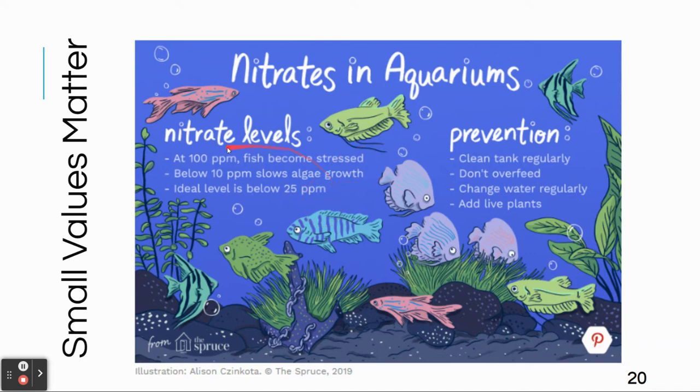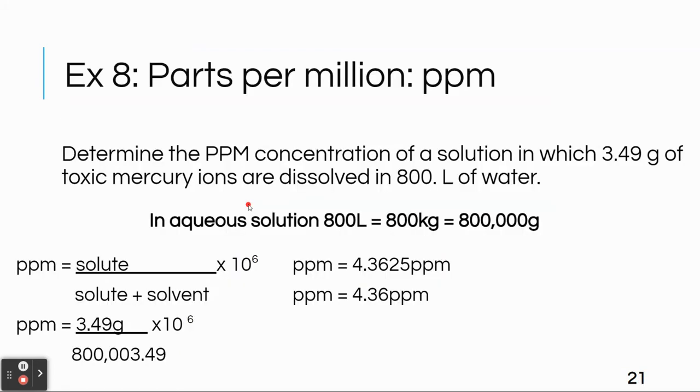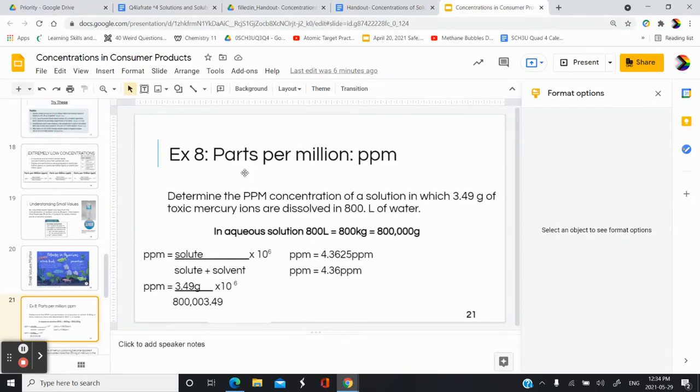So we give you these concentrations because even though they're very low, they do matter for living things in aquariums, in actual ecosystems that are natural ecosystems. So they are important even though they are small. So do remember that. So we're going to do some examples of parts per million, parts per billion, and parts per trillion.